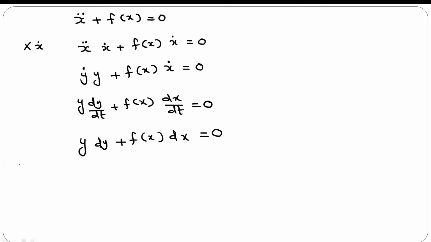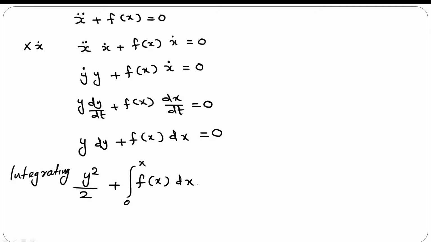If we integrate this relation, the integral of y dy we know is y square by 2. Integrating, we get y square by 2 plus the integral from 0 to x of f of x dx equal to a constant. Say that constant is E.